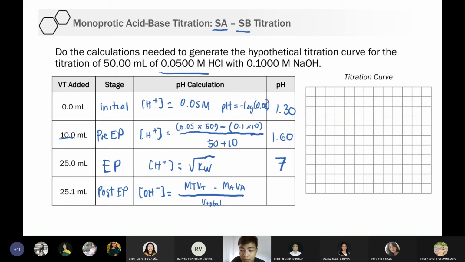And then, what's next? We plug in the numbers. Plug in muna yung molarity, volume, no? So, plug in na natin dito.